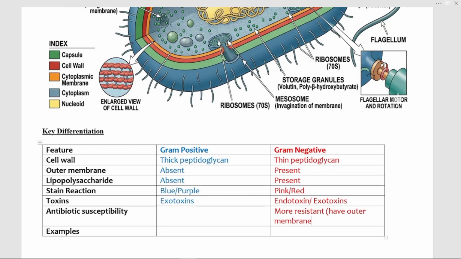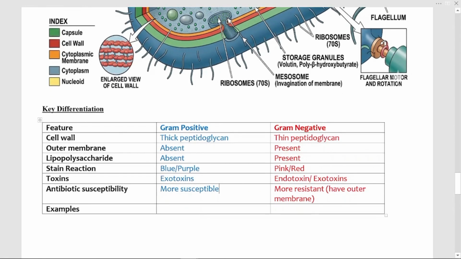They have got an outer membrane. That's why they are more resistant, whereas this one will be more susceptible, especially to a drug category called the penicillins. They are more susceptible.